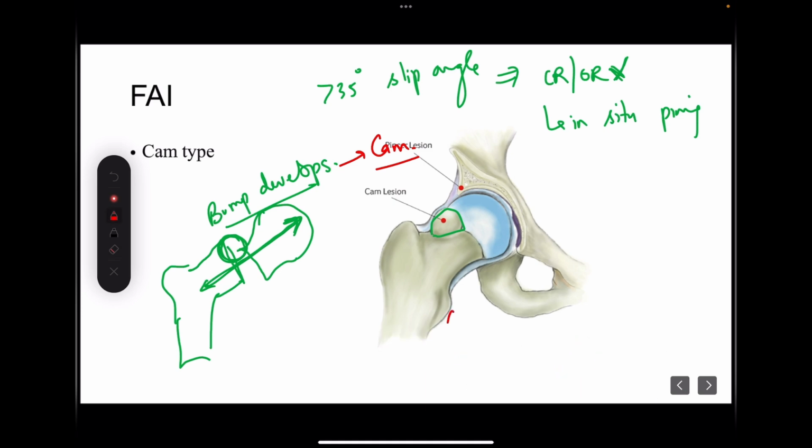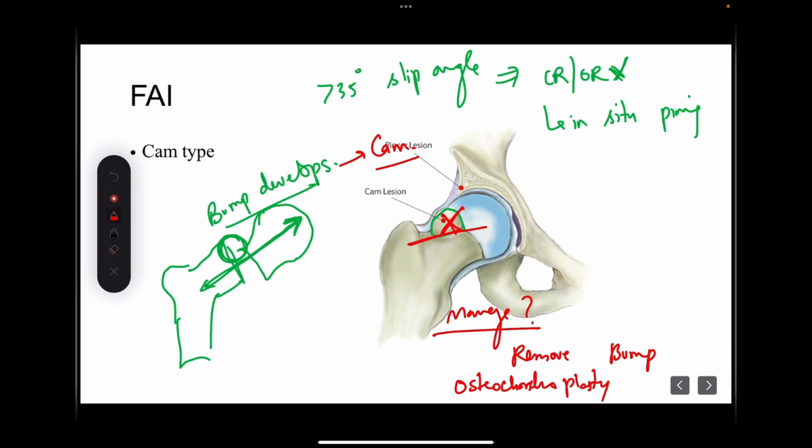And what is the management? How will you manage? You can remove this bump. This is known as osteochondroplasty. So just take this bump out, and in this way, you will be able to treat it.